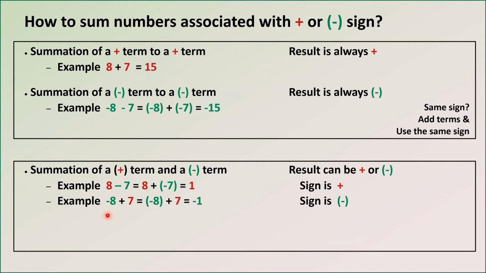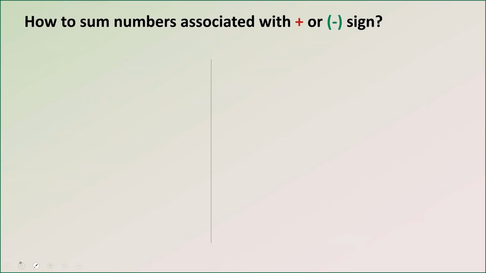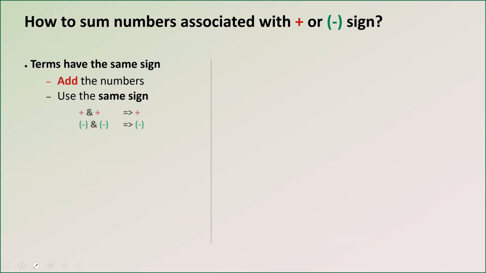Now, if you look at what we did here, in case we have different signs, subtract the numbers. Subtract 7 from 8. And then use the sign of the big number. The big number is negative, so the result is negative. The big number is positive, so the result is positive. That's all we need to do. So if I tell it again, when terms have the same sign, add the numbers and use the same sign. Addition with plus is plus; if I sum with minus, then it is a minus.